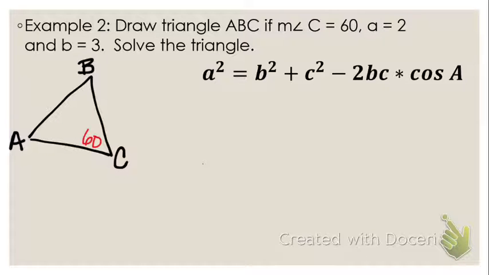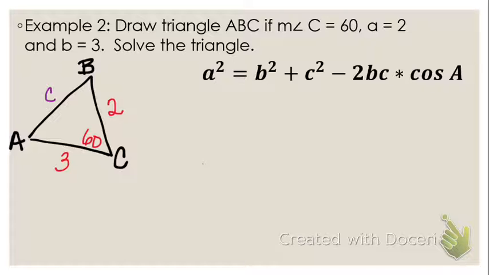And we know that side A is 2, so little a is 2. And I know little b is 3. Okay, so we have to start by finding side C, because that's the only angle we know. So we're going to start here.